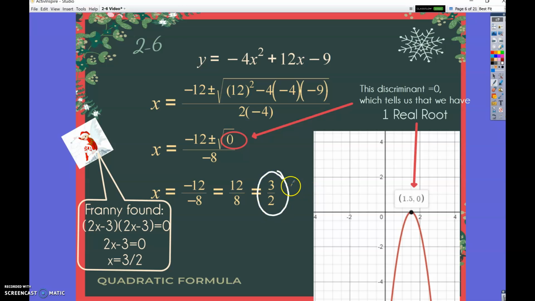Note what that means on the graph. We only have 1 root. It's a real number, 1.5, and it crosses the axis only 1 time. We could also check out Franny the factoring fairy. She found the factors match each other. It'd be 2x minus 3 times 2x minus 3. When she set them equal to 0, she got 3/2, which also matches our 1.5 x-intercept.